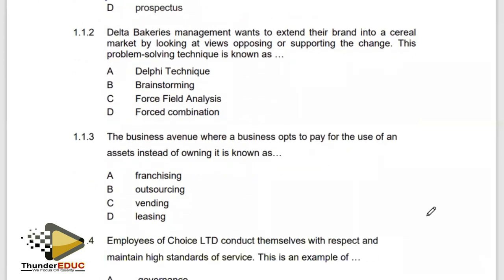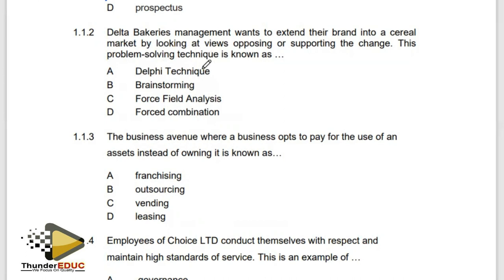Yes, we can look at question number 2 of the multiple choice, which says Delta Bakeries Management wants to extend their brand into the Australian market by looking at views opposing or supporting the change. This problem-solving technique is known as, okay, question 1.2 talks about problem-solving techniques. Okay, let's start with the first problem-solving technique, which is the Delphi technique.